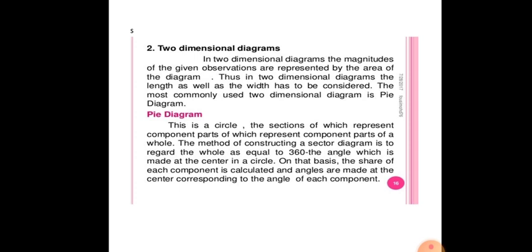Whatever components you are showing, you have to show them in degrees. The area of the sector formed by the angle, measured by the degree of the component, is proportional to the magnitude of that component. To distinguish between the different components, different shades as well as different colors are used in this pie diagram. It is called a pie diagram because it resembles a pie. It is also known as the angular diagram or the sector diagram. So this is about the pie diagram.